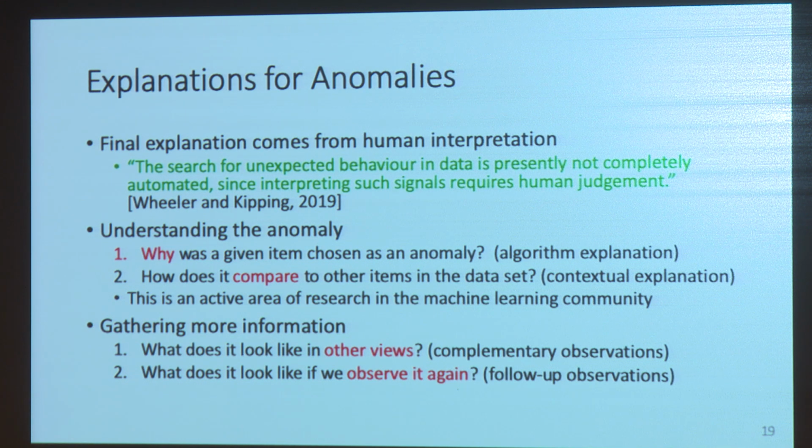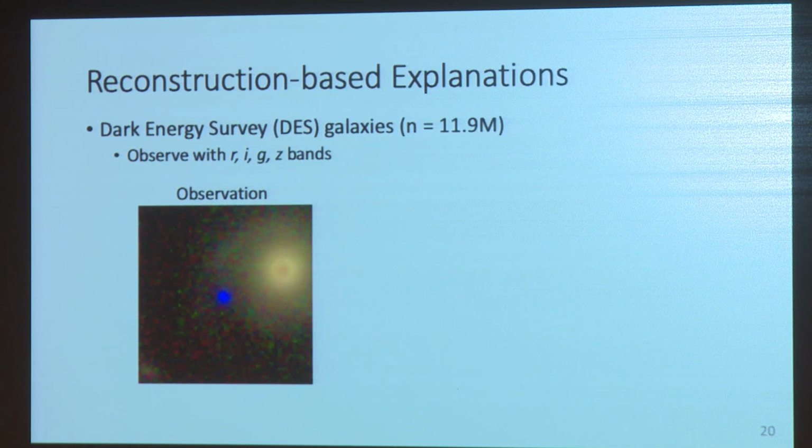Or maybe follow up later in time and see, has it changed? Or is there something persistently strange going on? These are essential steps. And I'm going to show you a couple examples of trying to help with that process from machine learning. So if we go back to, again, this, let's build a model of normality that's compressed and then try to reconstruct something.